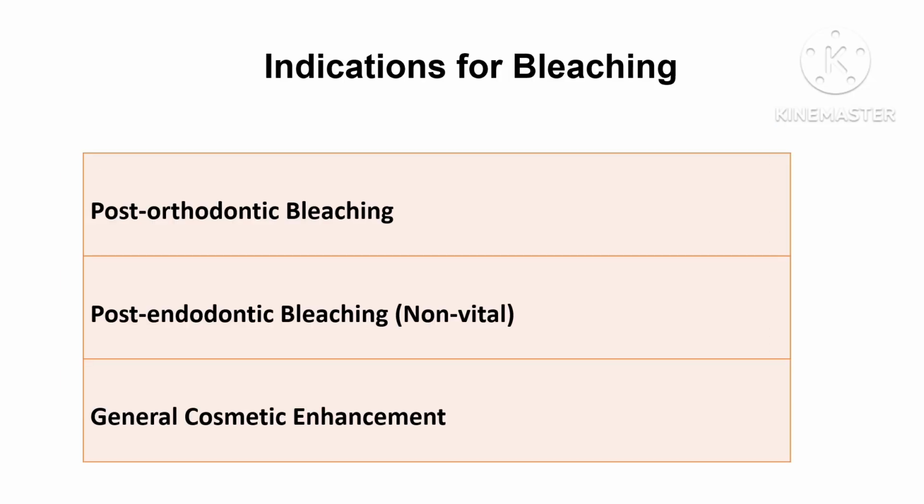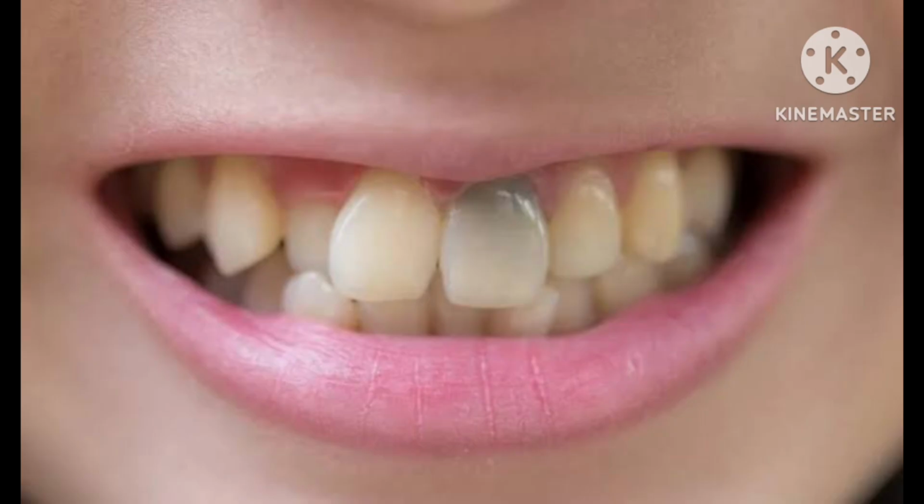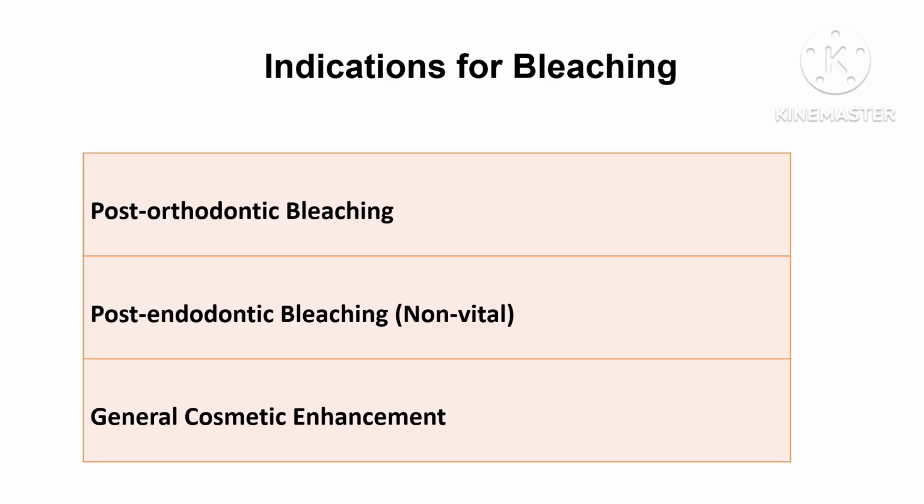Intrinsic stains can be more challenging to remove, but they can still be treated effectively with internal bleaching techniques, particularly for discolored teeth that have undergone root canal treatment. As the individual ages, the outer enamel layer of the teeth naturally wears away, allowing the yellowish dentine beneath to show through. So tooth bleaching helps to restore the brightness and whiteness of the teeth by lightening the dentine color.